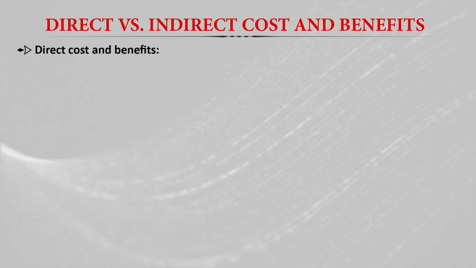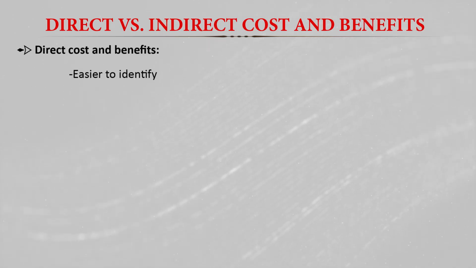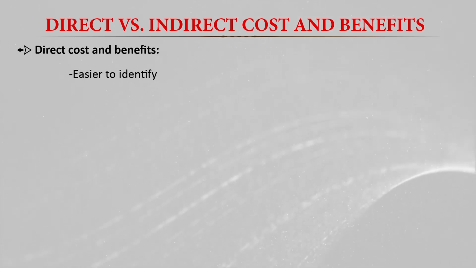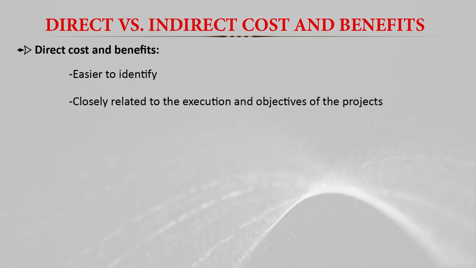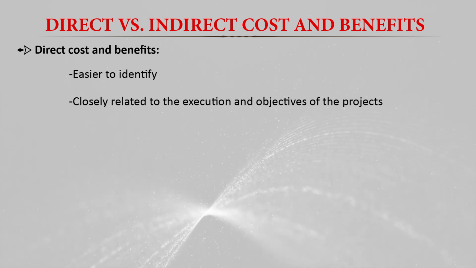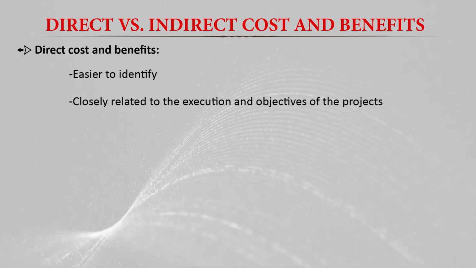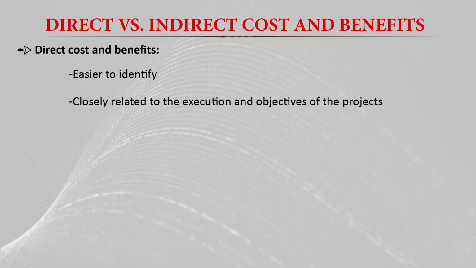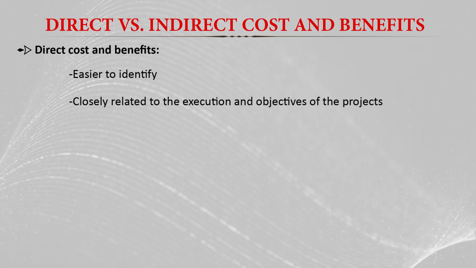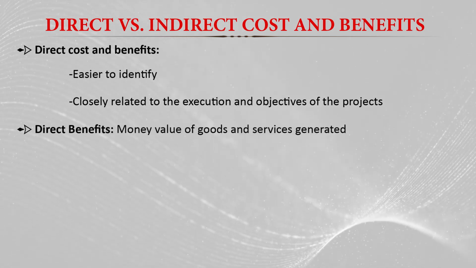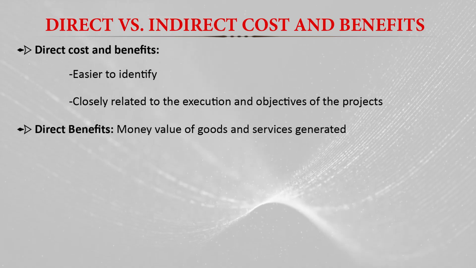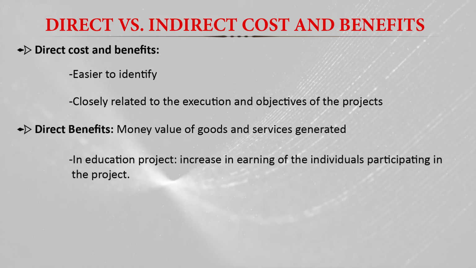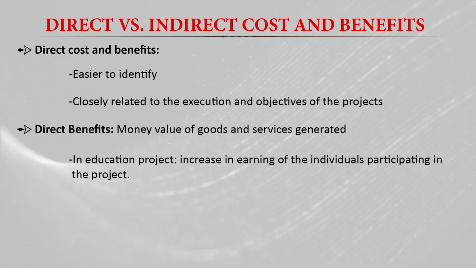And another type of classification of cost and benefits is direct and indirect cost and benefit. Direct costs and benefits can be easily identified because they are closely related to the execution or implementation and objective of the agriculture project. We can define the direct benefit as the money value of goods and services generated. In case of an education project, it is the increase in the earning of individuals participating in the project.